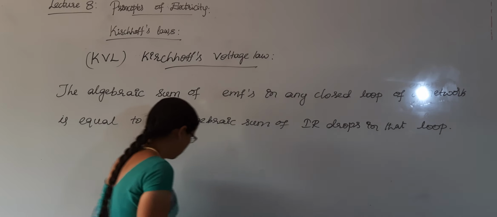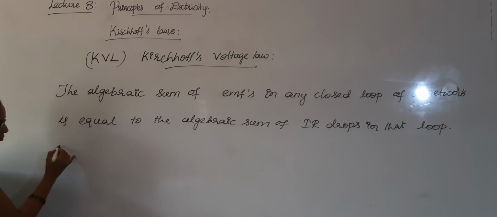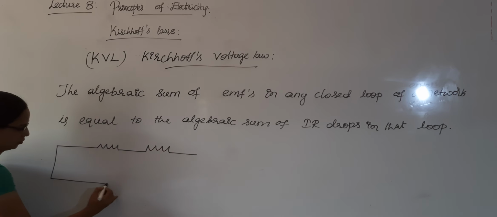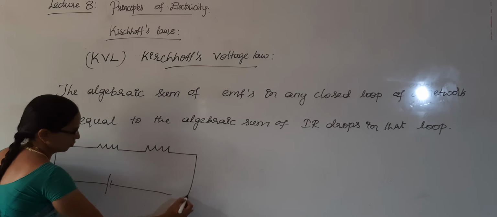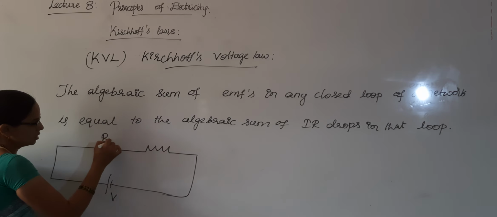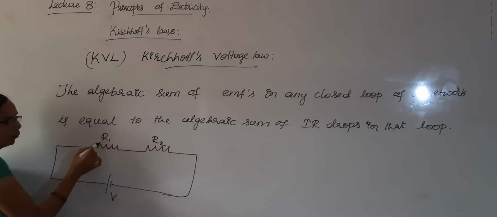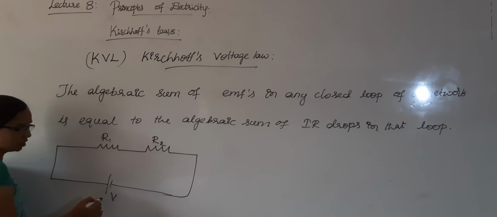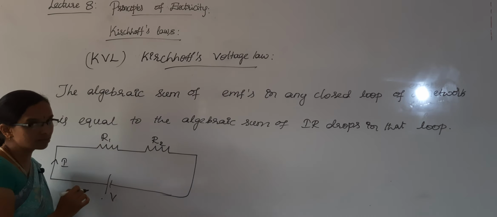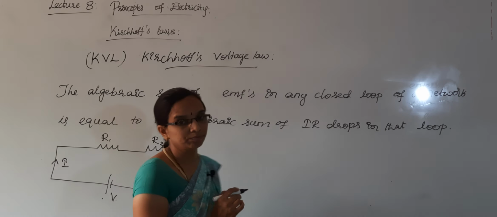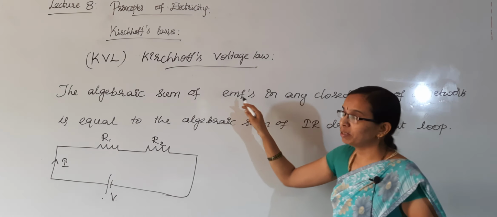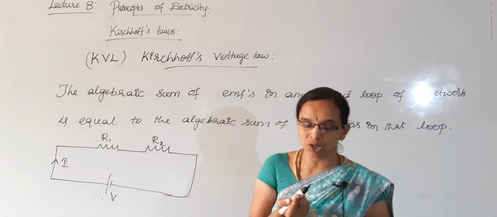That means, if I take a simple circuit, this is a resistor R1 and R2 connected in series with the voltage supply V, where I is the current flowing through this circuit. See here, what is the statement of KVL? The algebraic sum of EMFs. What do you mean by EMF? EMF is nothing but voltage, you can call it.